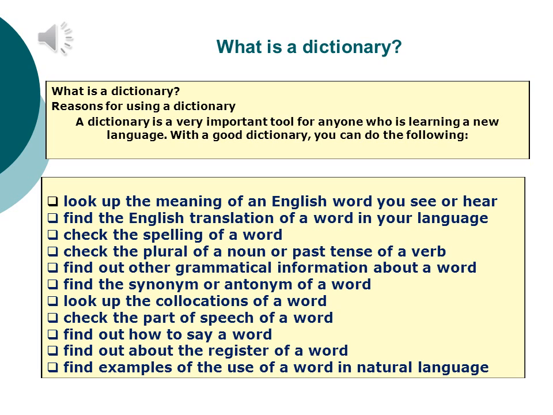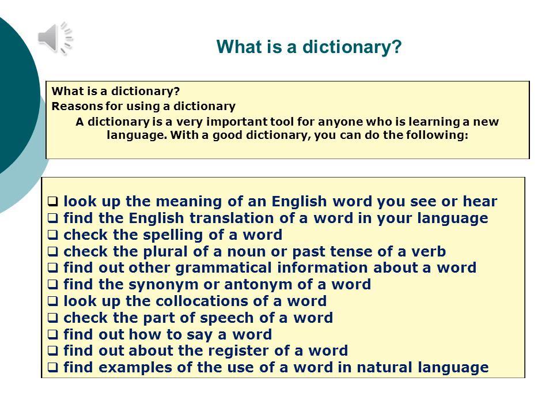You check the spelling of a word. You check the plural of a noun or past tense of a verb. You find out other grammatical information about a word. You find the synonym or antonym of a word. A synonym is a word or expression that has the same meaning, while an antonym is a word or expression that has the opposite meaning.